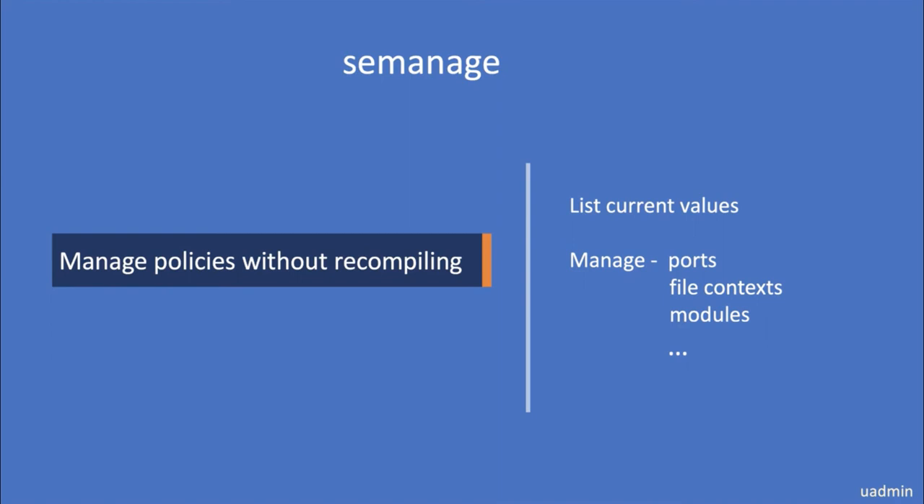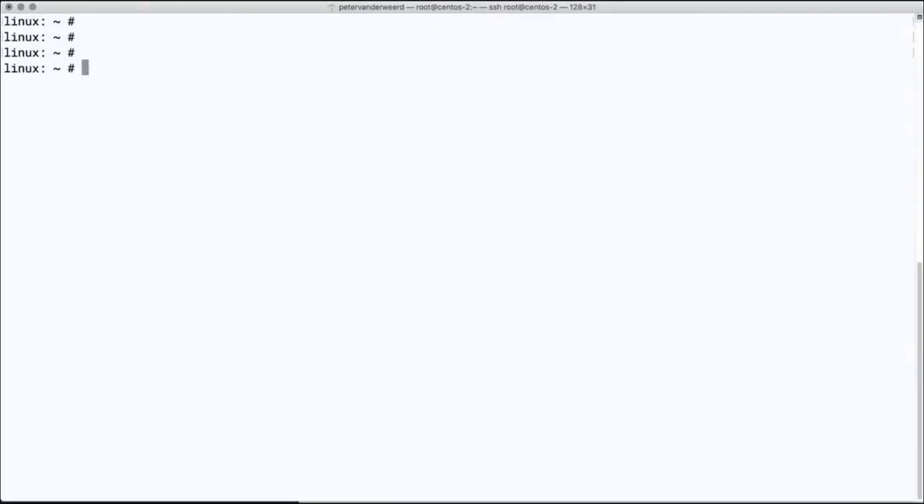For now we'll just have a look at ports, because we need to allow HTTPD to bind to port 8888 even when the enforcing mode is active. Let's first run semanage port -l to list all current values.